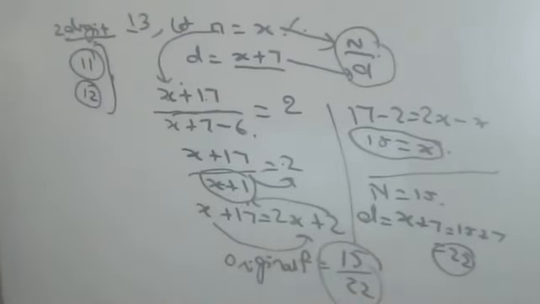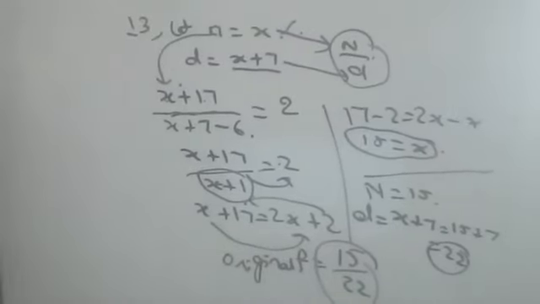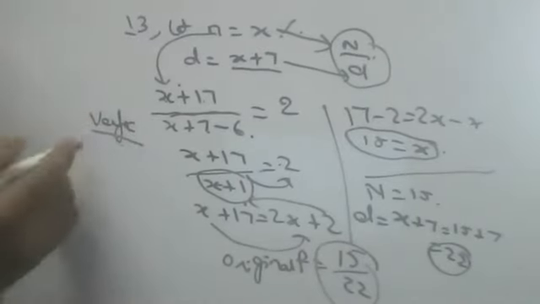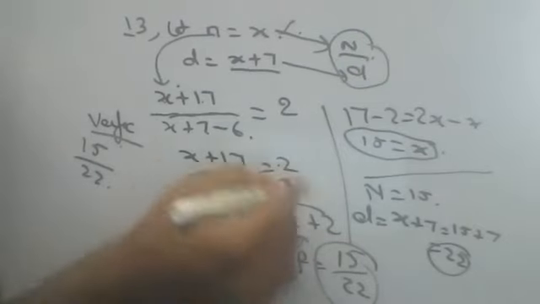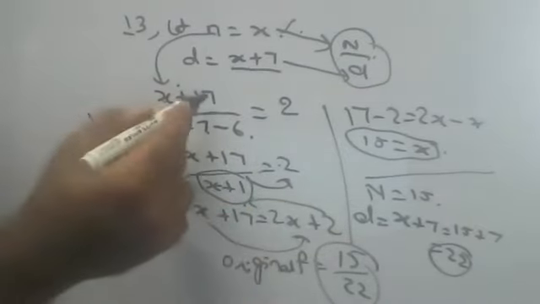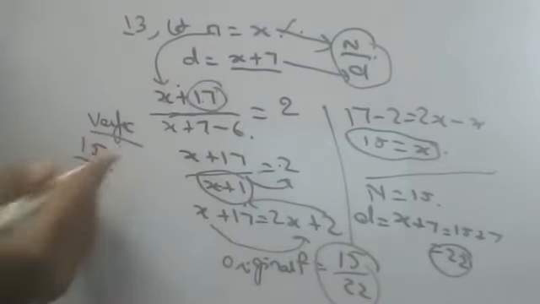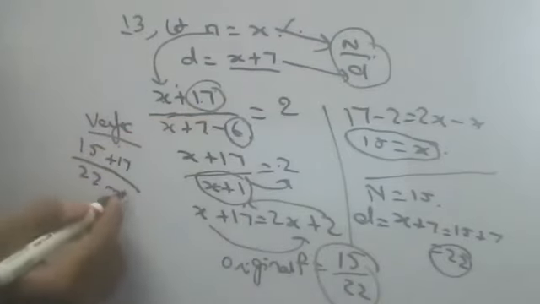Original fraction is 15 by 22. Let's do verification. You require verification every time. What is verification? So originally it is 15 by 22. What he did was increase the numerator by 17, meaning 15 plus 17, and decrease the denominator by 6.